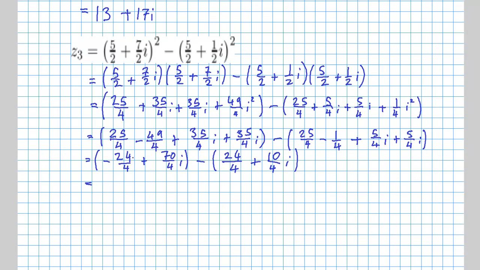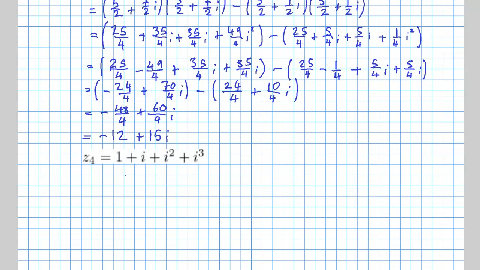And lastly, just to clean this up, we got a minus 24 over 4. This is going to be minus 24 over 4. That leaves minus 48 over 4. And we have a 70 over 4i minus 10 over 4i. Don't forget that this minus is going to affect the 10 over 4 as well. So that leaves us with 60 over 4 times i. You could leave it like that if you want, but we can simplify this further, because 48 divided by 4 is of course 12. So we end up with a minus 12. And then 60 divided by 4 is 15. So we get minus 12 plus 15i.